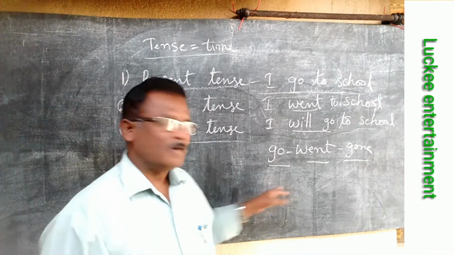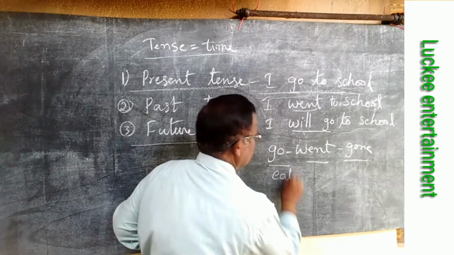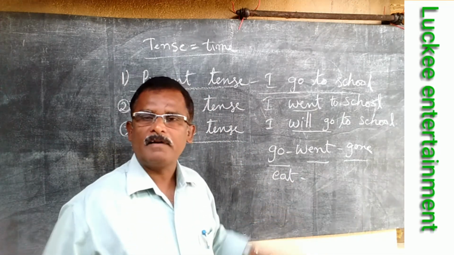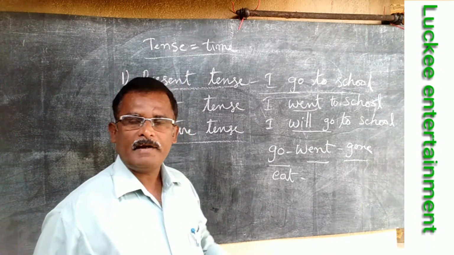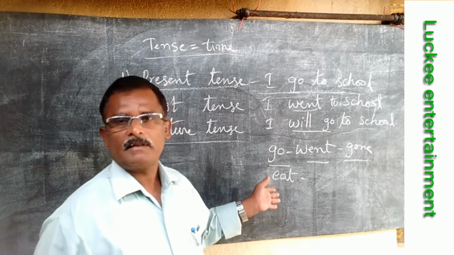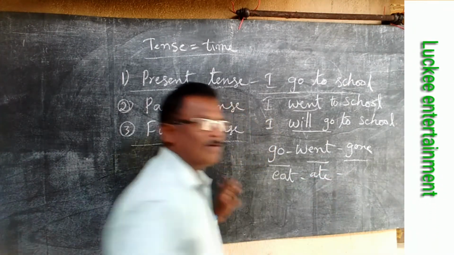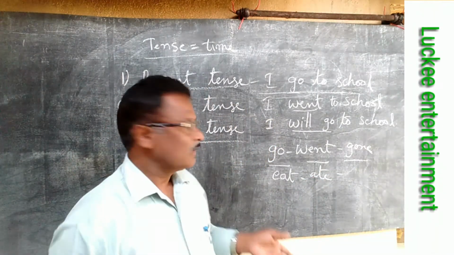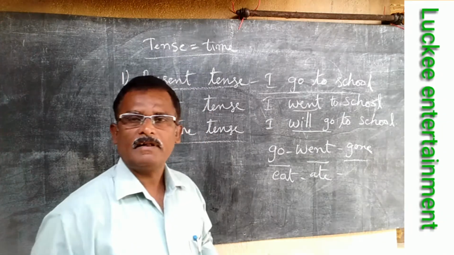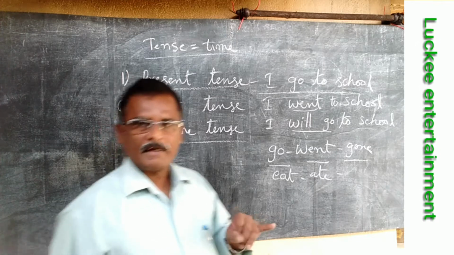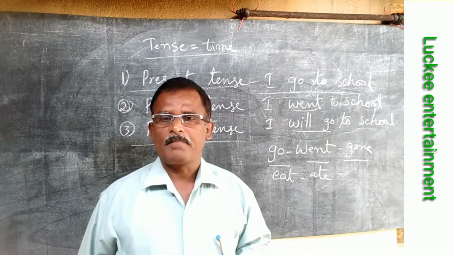If we say another verb, eat. I eat mangoes. Nenu maavadu pallu tintanu. I ate mangoes. Nenu maavadu pallu tinnanu. I will eat mangoes. Nenu maavadu pallu tintanu. In future. So present tense, past tense, future tense.